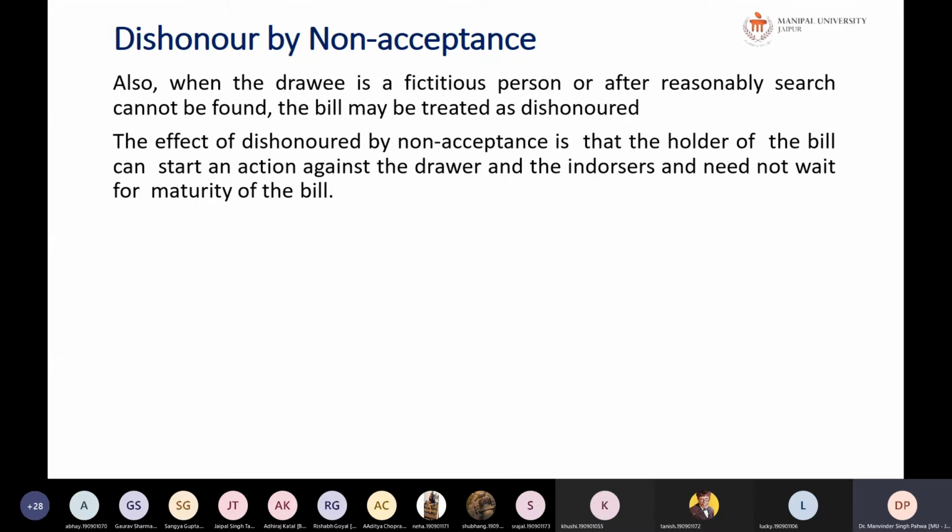The effect of dishonor of non-acceptance is that the holder of the bill can start action against the drawer and the endorsers and need not wait for the maturity of the bill. Actually, maturity is not a question at all. Maturity of the bill happens only when the person has actually accepted the bill. Then only there is a question of maturity. Otherwise, there is no question of maturity at all. Okay.